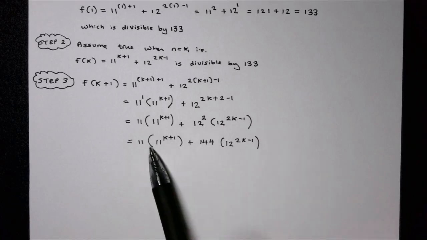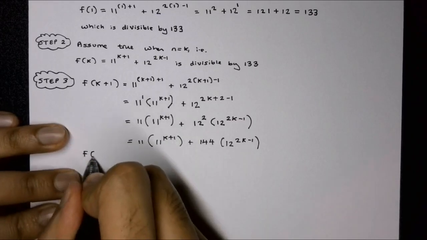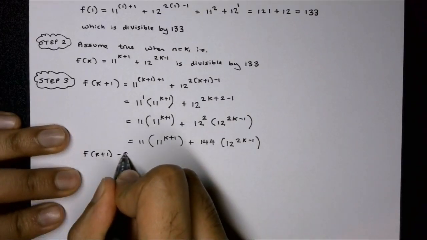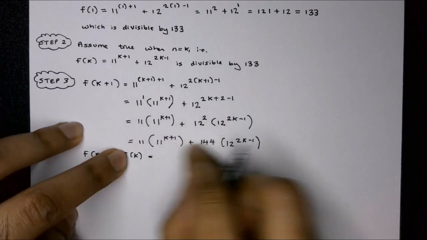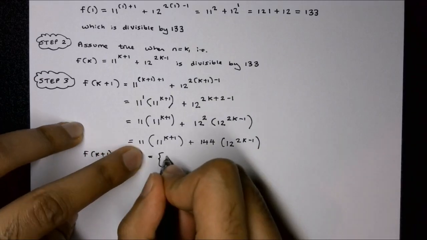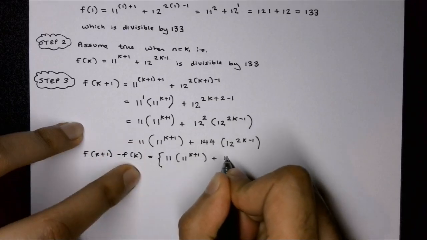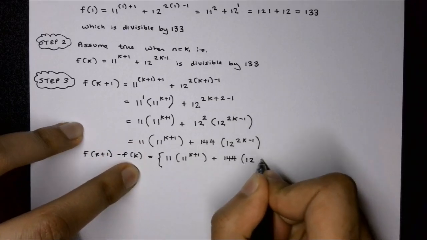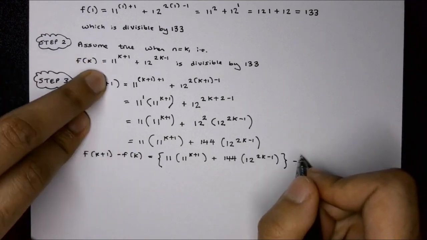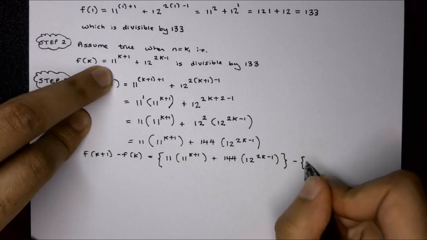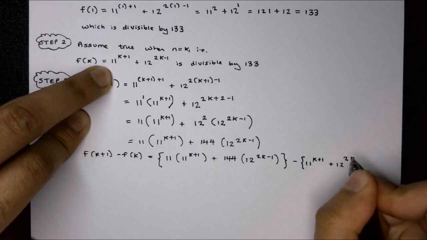Now that we've done this, we now need to work out f of k plus 1 minus f of k. So f of k plus 1, that's over here. Let's just copy that out. We've got 11 lots of 11 to the power of k plus 1 plus 144 lots of 12 to the power of 2k minus 1. And then we subtract off f of k. F of k over here is 11 to the power of k plus 1 plus 12 to the power of 2k minus 1.